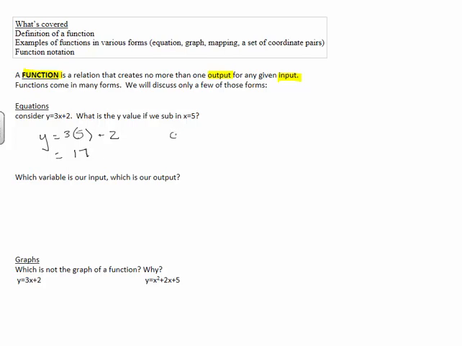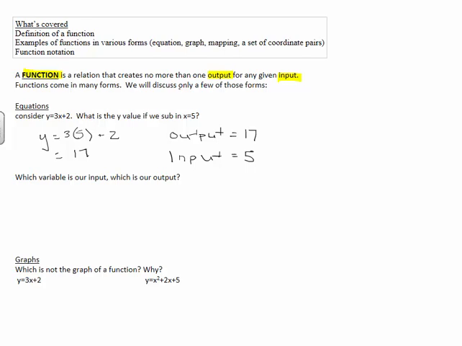So we say that our output has a value of 17 and our input has a value of 5. And it makes sense, just as the words mean, the value that you are putting in to x is your input, and your final answer is your output. So now that we have those two words distinguished, let's go through our definition once more.